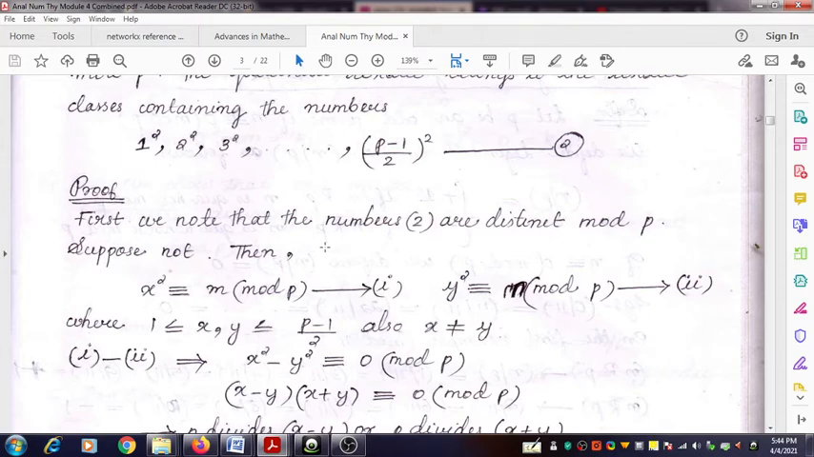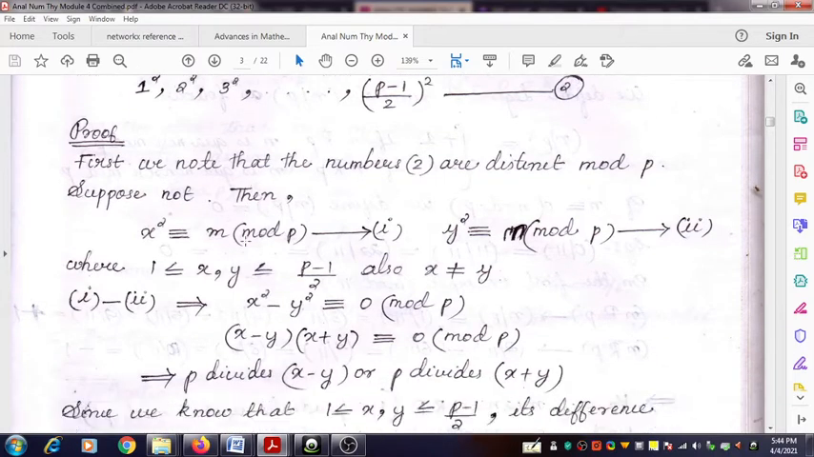Our initial claim is that when we divide all these numbers by the prime number p, we get different remainders, and none of the remainders will be the same. In order to prove the claim, we loosely assume that when we divide these numbers by the prime number p, we get two remainders the same. That can be written in symbolic form, as a mathematical expression.